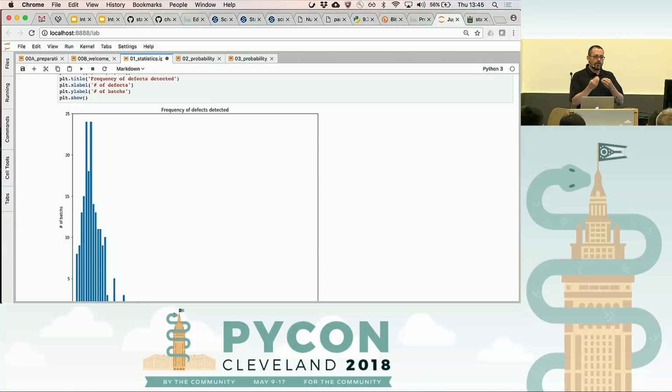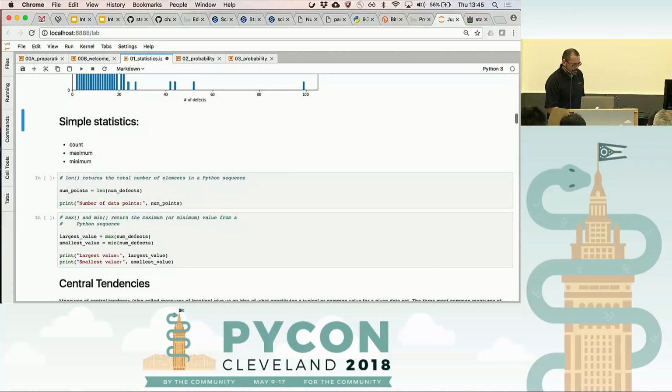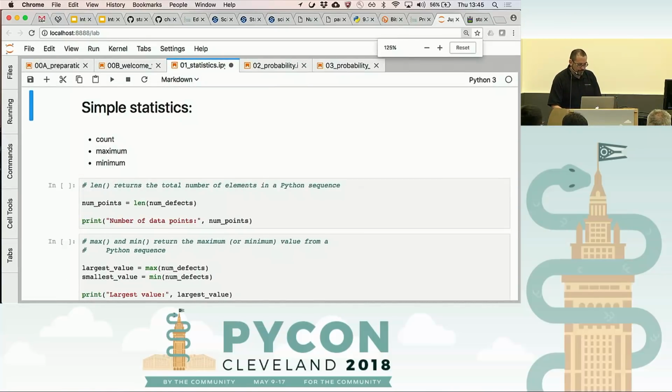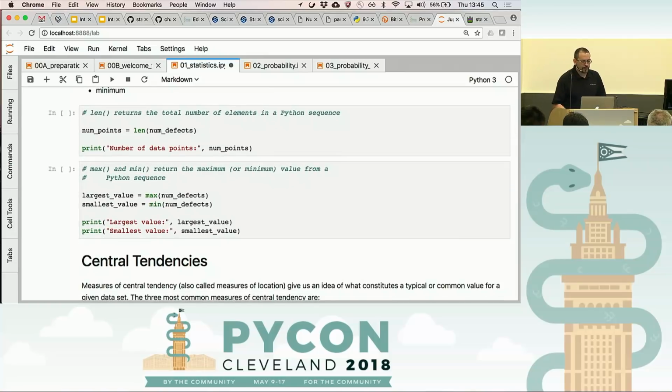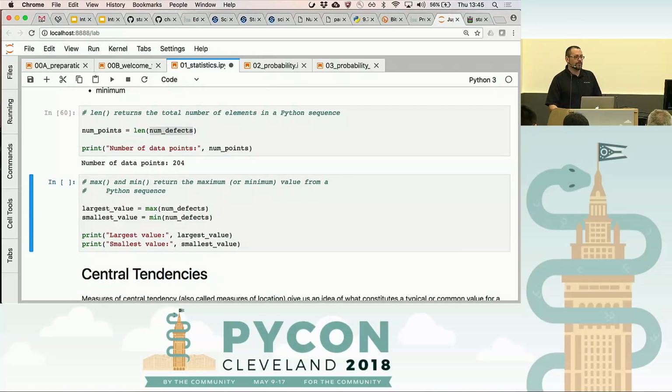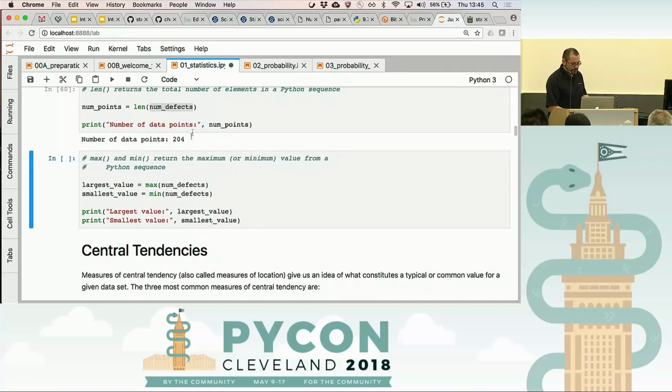I want to figure out how do we get to some of these data points using code. We'll start off with using count, maximum, and minimum. What function do we use to count things in Python? Len, right? Stands for length. So if I have number of defects and I drop it into the len function, it will tell me that I have 204 data points. And you can essentially count just about anything in Python using len.